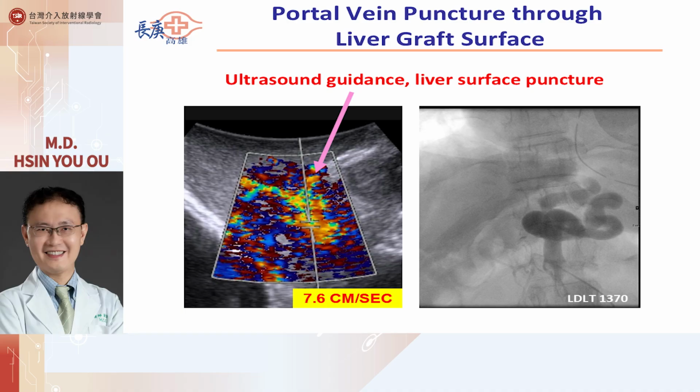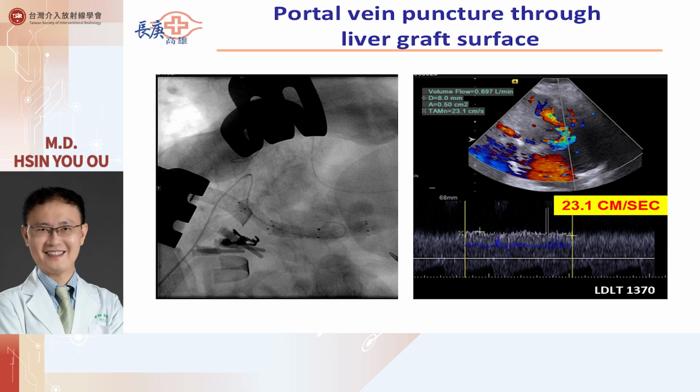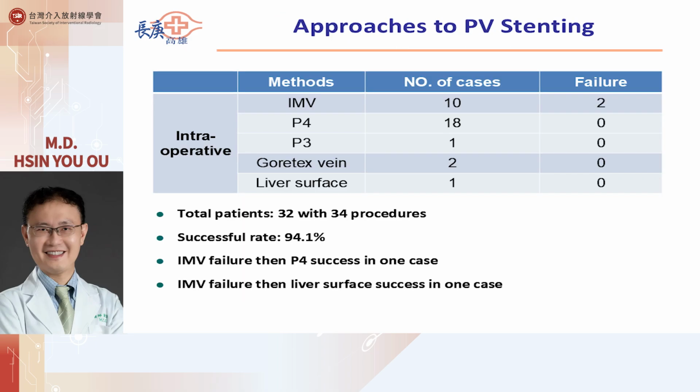Sometimes you can use direct puncture from the liver surface, with sonography guidance for the poor portal inflow and the direct puncture. Then put in the guidewire and then the stent. I will say that sometimes when you fail, if you are familiar with those approaches, you can choose the more adequate approach and put in the portal vein stent to save the life.